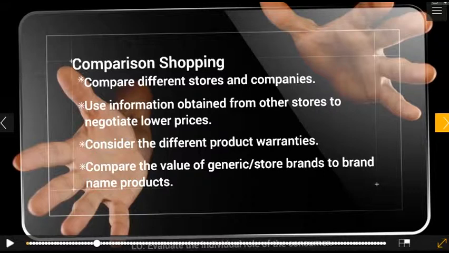Now, in comparison shopping, you want to compare different stores and companies, and use information obtained from other stores to negotiate lower prices. Some stores will match other stores' prices. Also consider the different product warranties. Compare the value of generic/store brands to brand name products.